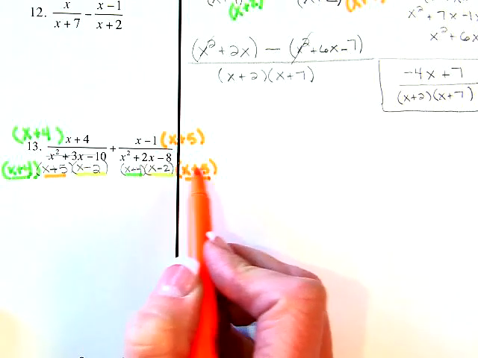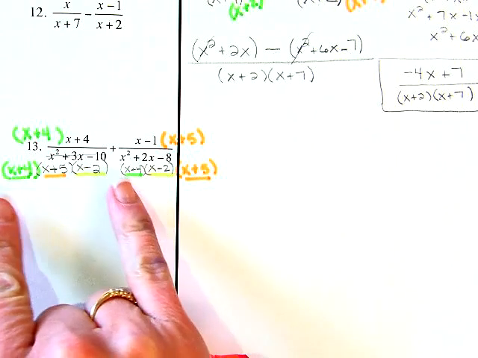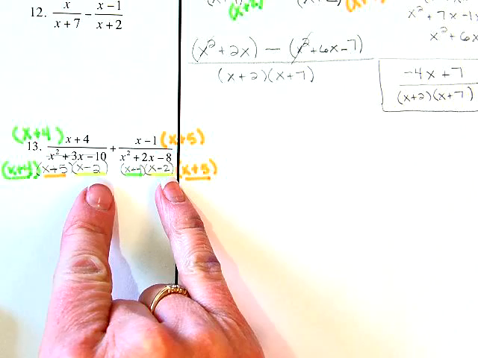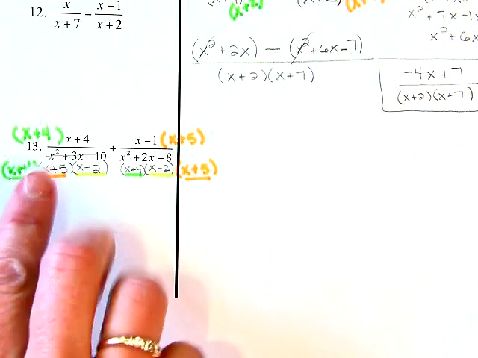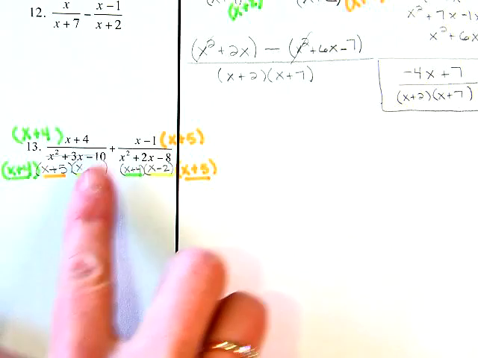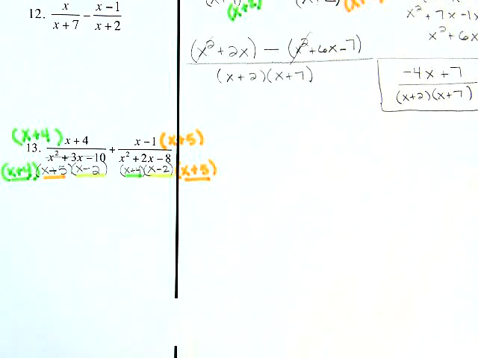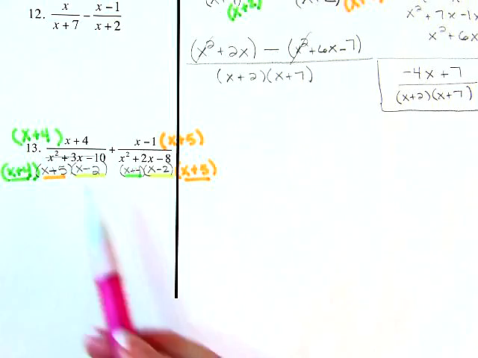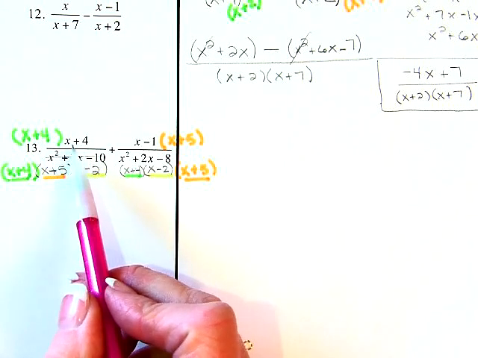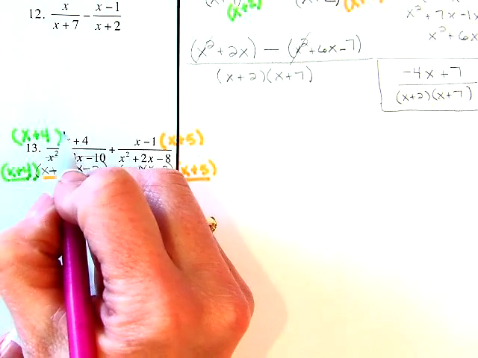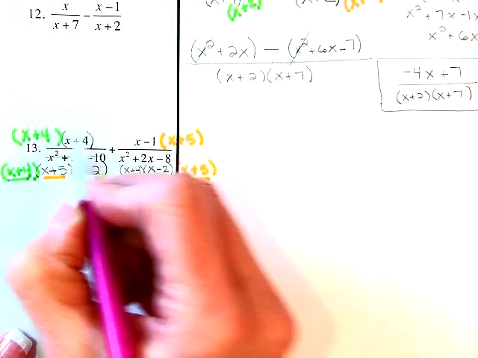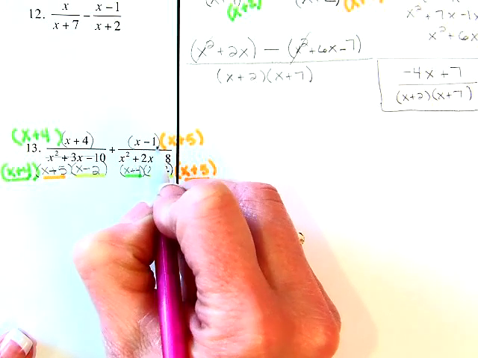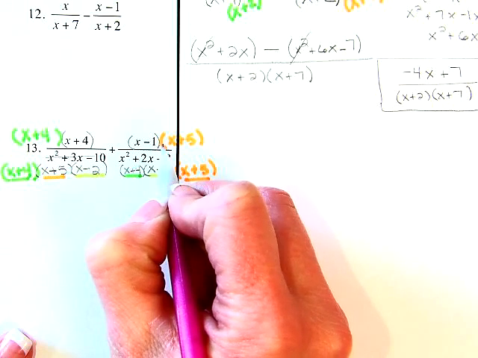So do you see the denominators are the same now? They both have an x plus 4, they both have an x minus 2, and they both have an x plus 5. That means my answer denominator is going to be this binomial product. I don't have to multiply it out, I'm just going to leave it. Okay? Now look at the numerator. Do you see how the original numerator here was a binomial? I want to make sure I put that in parentheses because I need to FOIL this out.